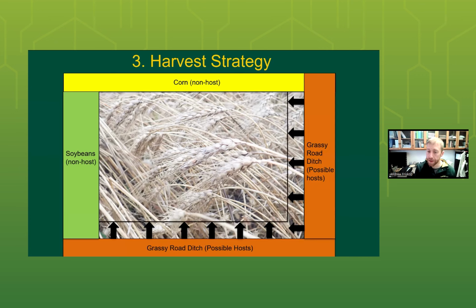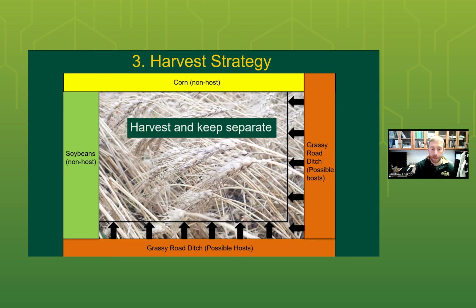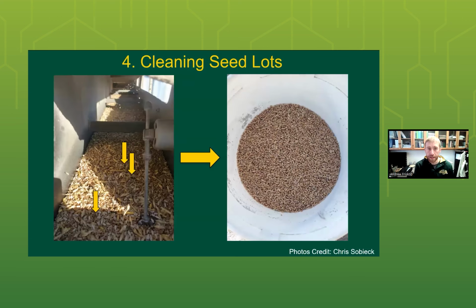The decision he made was to harvest that at first pass, opening up the field, and keep it separate. Because of the strict thresholds, avoiding that commingling of grain is so important when it comes to ergot. And he was able to harvest it, keep it separate, and had pretty good success.